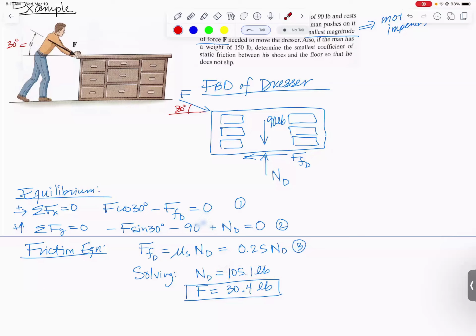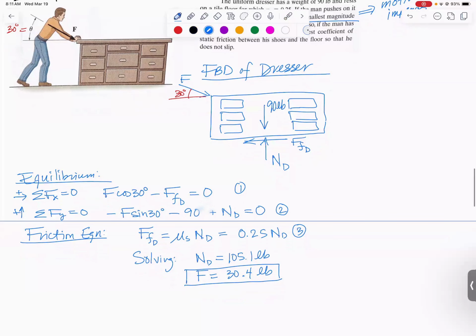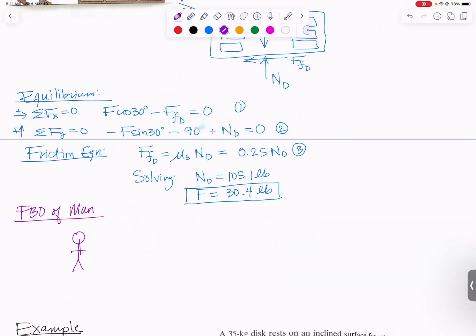So we did the first part. We found out how hard he has to push. Next question is, how much friction does he need between his shoes and the floor so that he himself can actually apply that force without slipping? So to do that, we need a free body diagram of the man. So for the free body diagram of the man, he has a downward weight of 150 pounds.